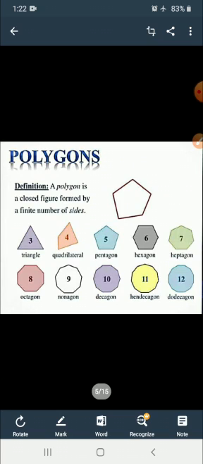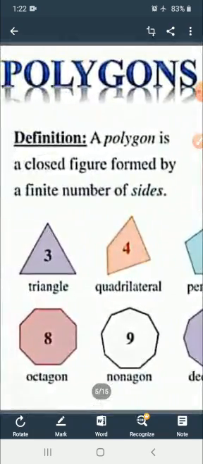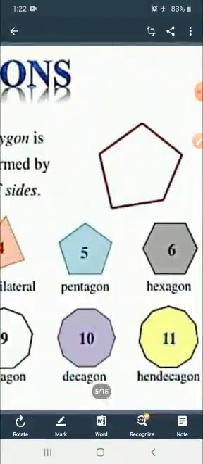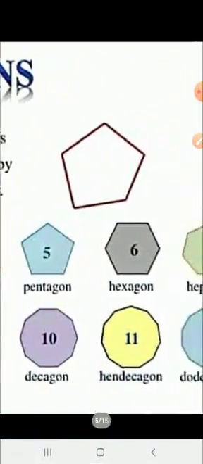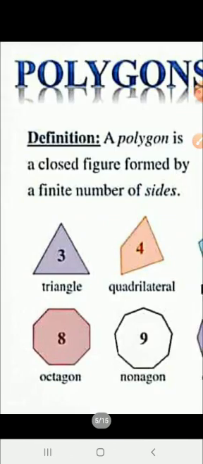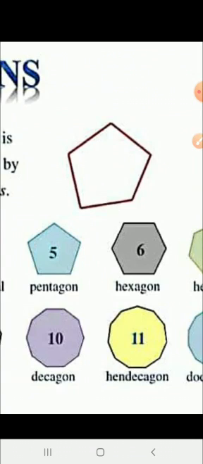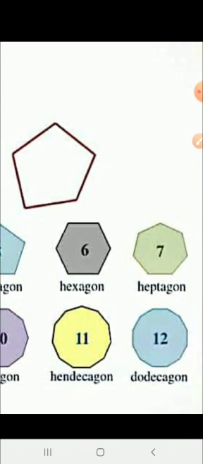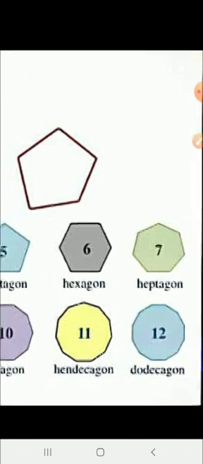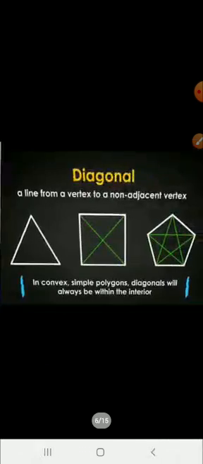So here in the figure you can see with 3 sides, triangle, 4 is quadrilateral, 5 is a pentagon, 6 is a hexagon, 7 is heptagon, 8 is octagon, 9 is nonagon, 10 is decagon, 11 is hendecagon, 12 is dodecagon. We even have many more names depending upon the sides, which you will see in the higher classes.